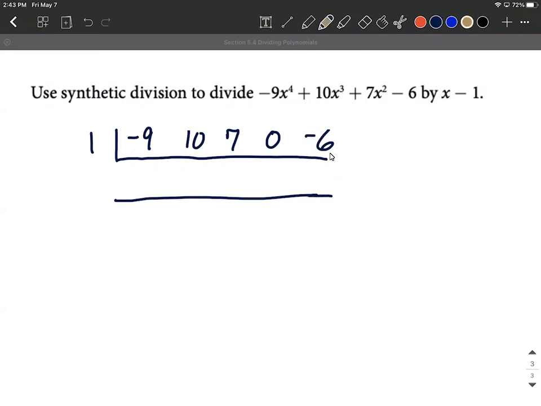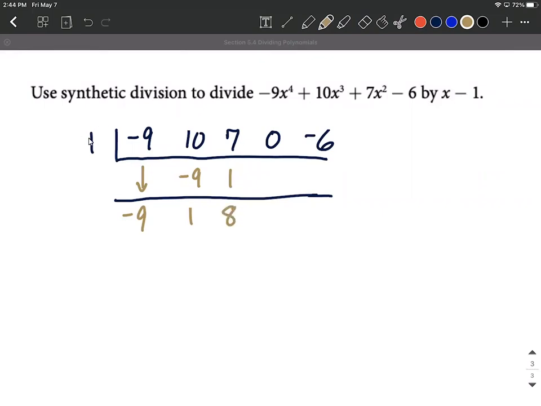Okay, and now jumping into our process, this very first number comes down, so negative 9 comes down. Now we're going to multiply, and it's always multiplying by this number out in front. So this should be pretty quick and easy. We have 1 times negative 9 is going to make negative 9. Goes in this next space, and then we always add vertically. So 10 plus negative 9 makes 1. Multiply, 1 times 1 makes 1. Add, 7 plus 1 makes 8.